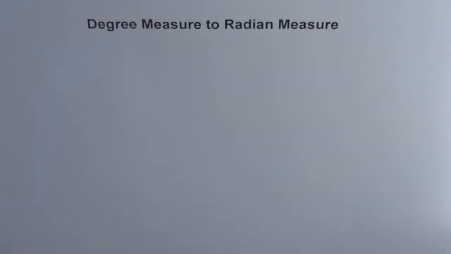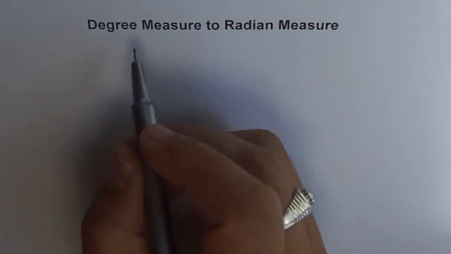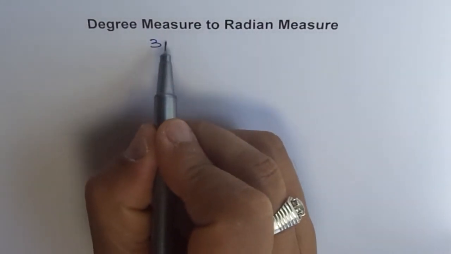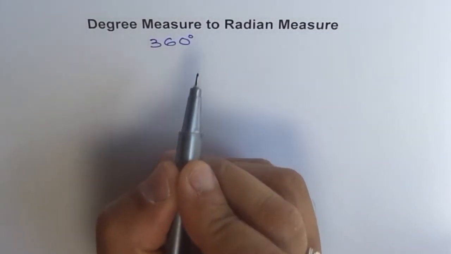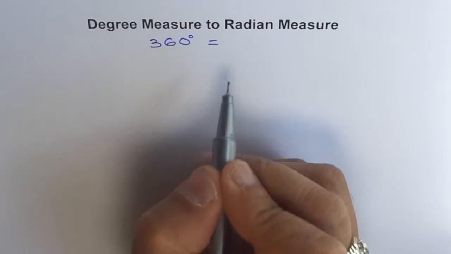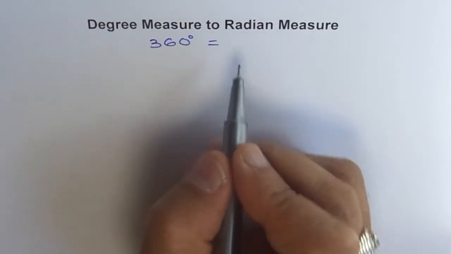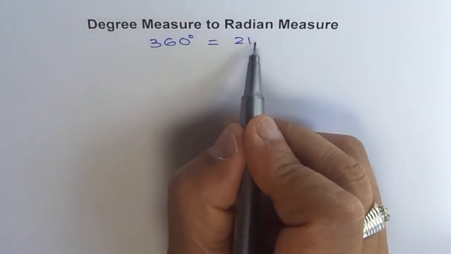Let's see how we can convert degree measurement into radian measurement. Basically, one full circle is how many degrees? One full circle is 360 degrees. And one full circle is how many radians? One full circle is 2 pi radians. Is that okay?